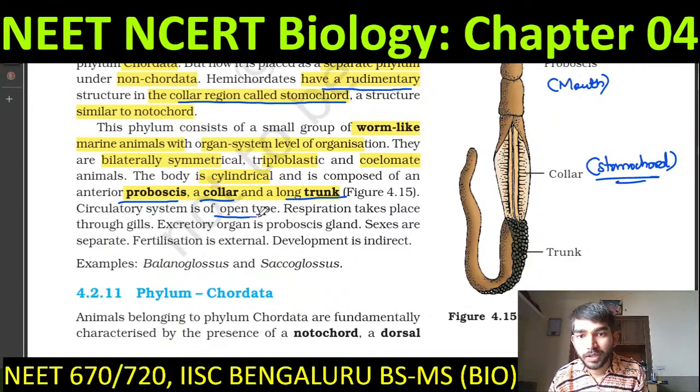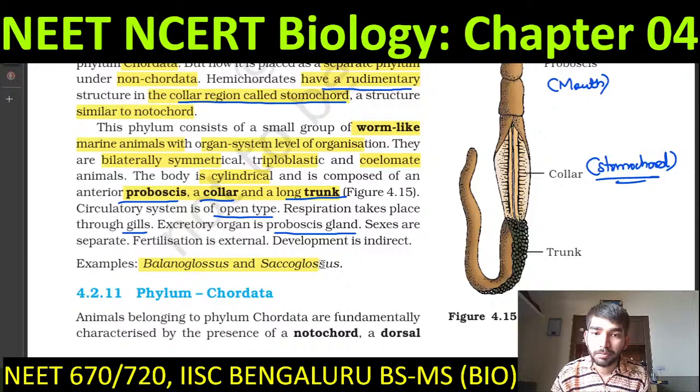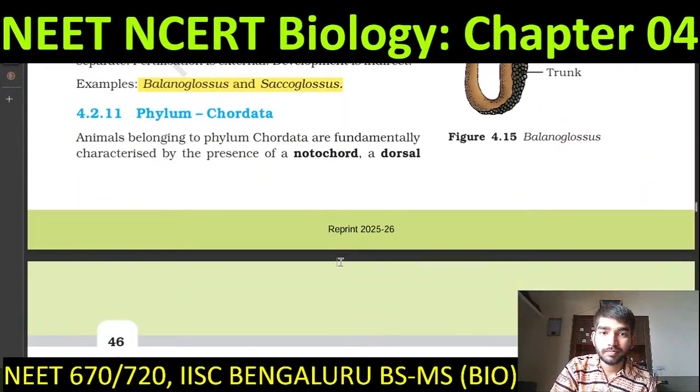Circulatory system is of open type, so there are no proper veins, arteries, and so on. Respiration takes place through gills. The excretory organ is the proboscis gland, from where it will remove all the waste matter. Sexes are separate, fertilization is external, and development is indirect through larval stages. Examples are Balanoglossus and Saccoglossus. You can remember, both glossus are members of Hemichordates.